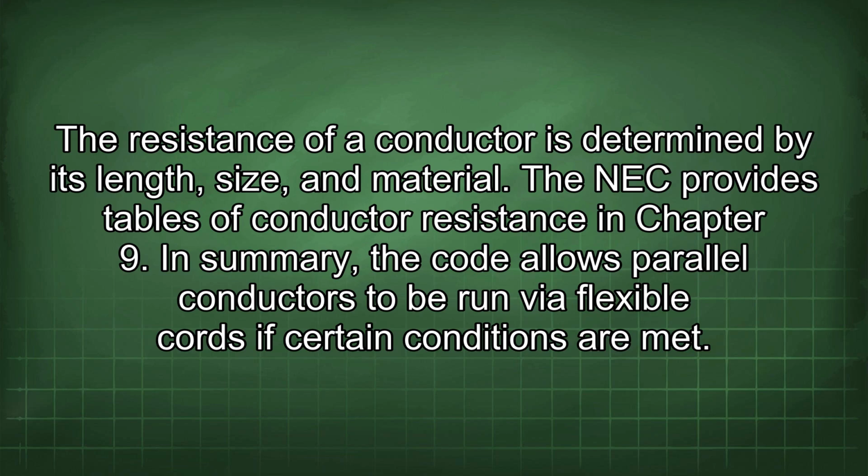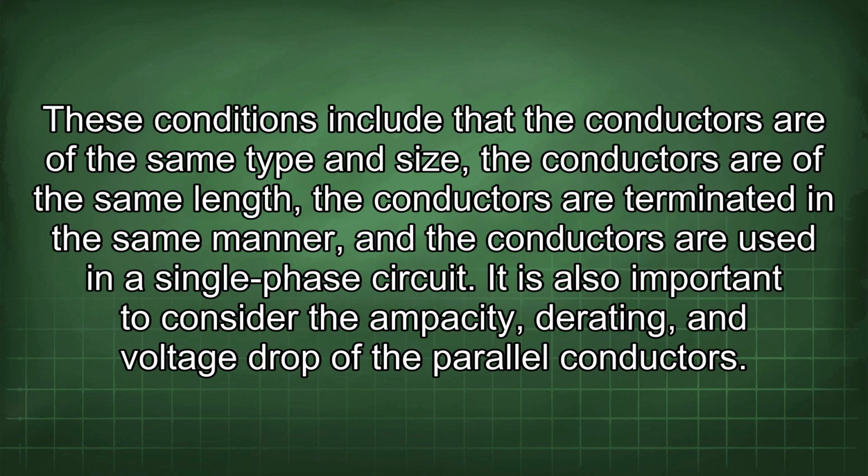In summary, the code allows parallel conductors to be run via flexible cords if certain conditions are met. These conditions include that the conductors are of the same type and size, the conductors are of the same length, the conductors are terminated in the same manner, and the conductors are used in a single-phase circuit. It is also important to consider the ampacity, derating, and voltage drop of the parallel conductors.